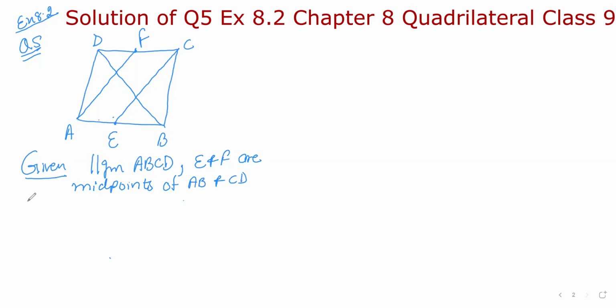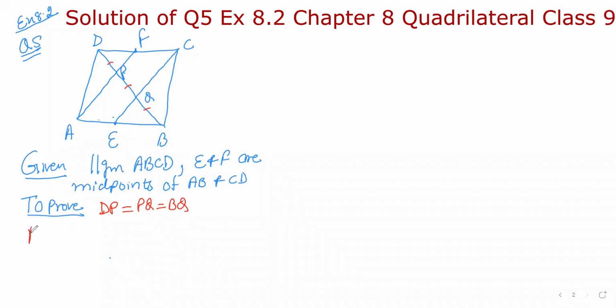उसके बाद to prove, E जो ये lines हैं, these are trisecting this diagonal. Trisecting means dividing into 3 equal parts. That means DP is equal to PQ is equal to BQ. We have to prove this.